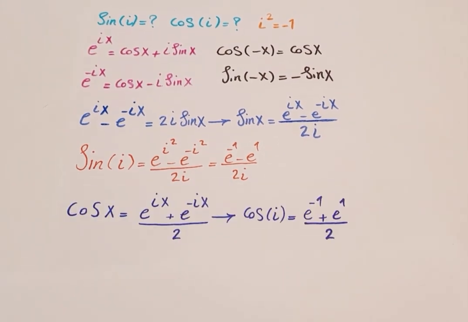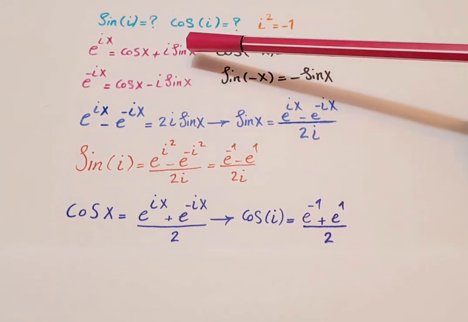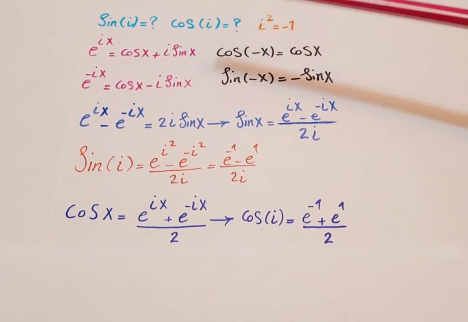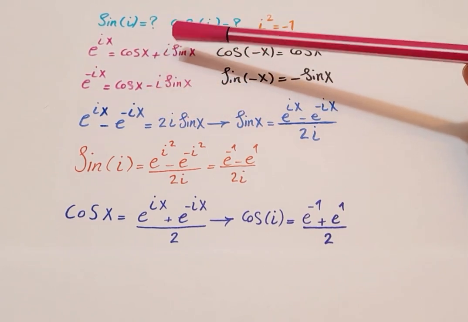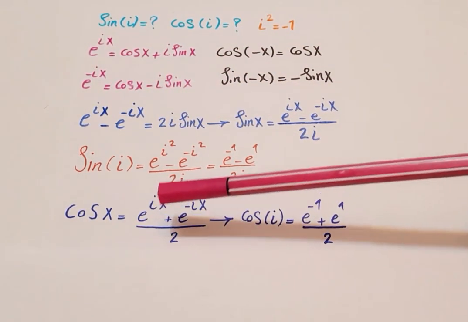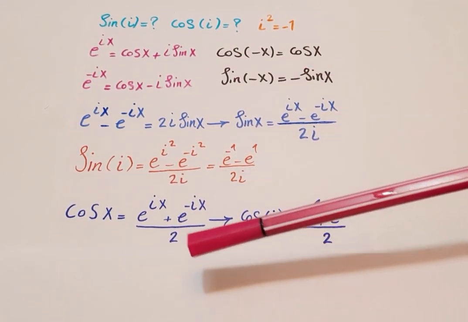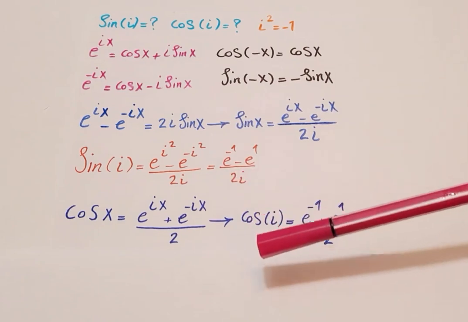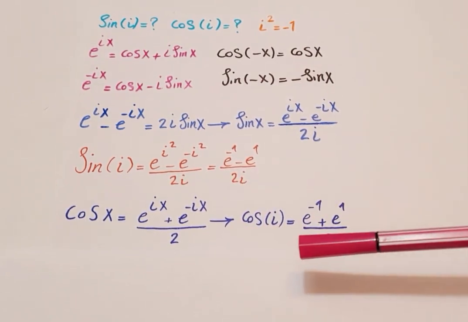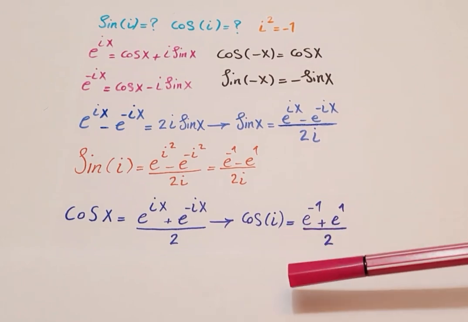For cosine of i, we can put -x in Euler's equation and find cosine of x, or add these two equations and find cosine of x is equal to e to the ix plus e to the minus ix over 2. And we put x as i in this equation, so I can calculate the cosine of i is equal to e to the -1 plus e over 2.